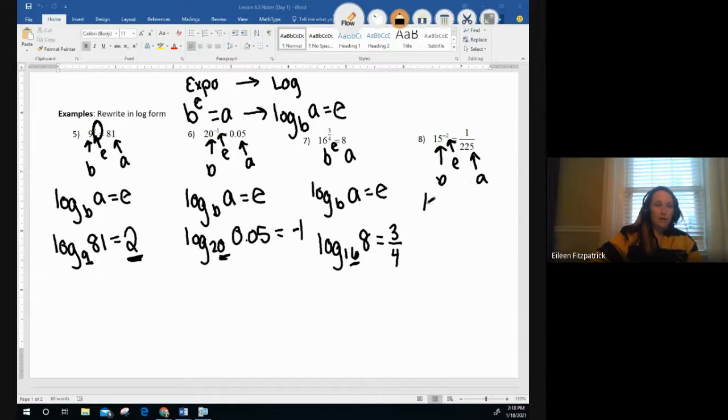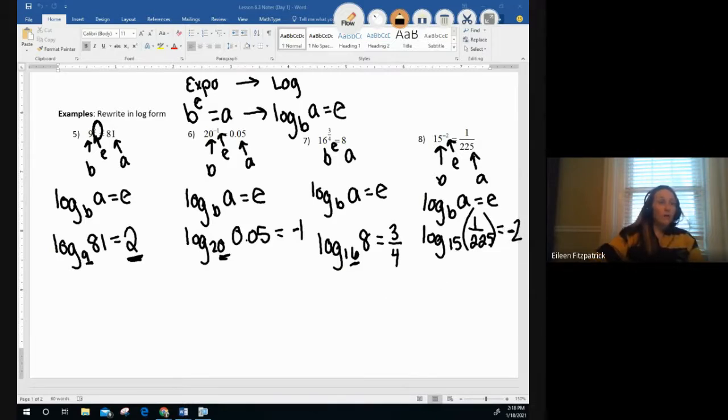All right, and this last one, I have my base, I have my exponent, and I have my answer, but I want to be in log bacon and eggs form. So it's log base 15 of 1 over 225, and you can put that in parentheses if you want, although it's not necessary, equals -2.